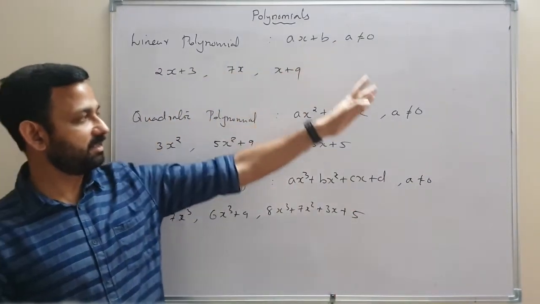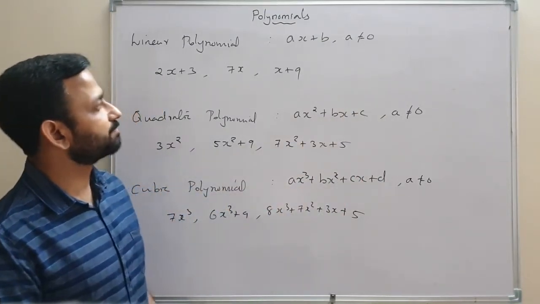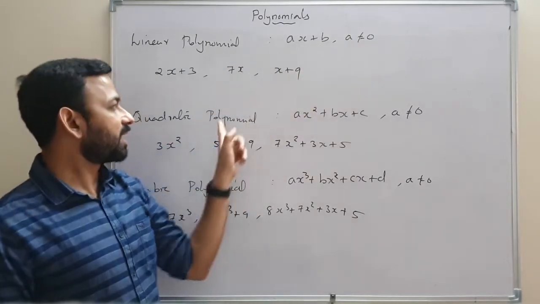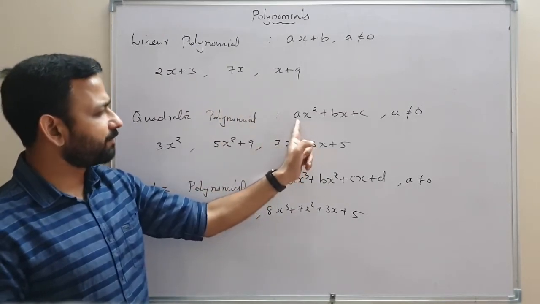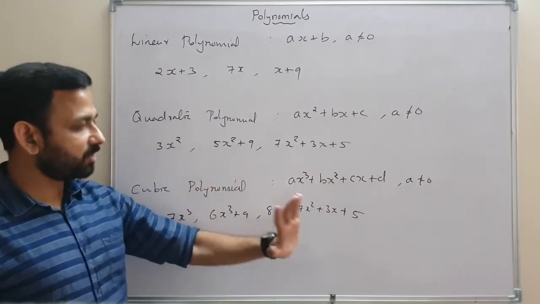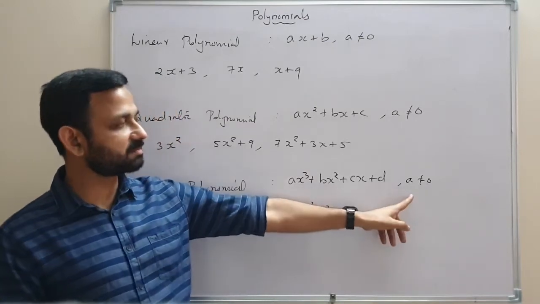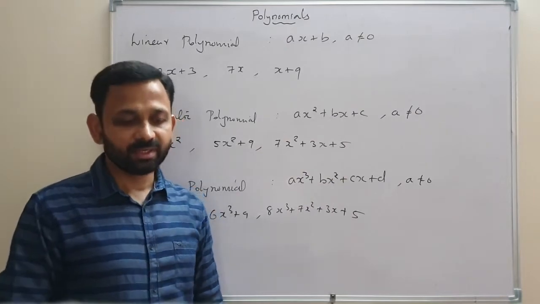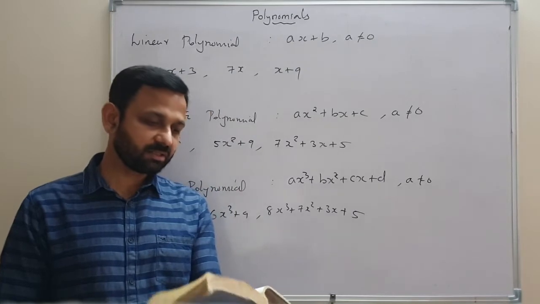So we learned three types of polynomials. First one is linear polynomial. Polynomial of degree 1, standard form ax plus b. Quadratic polynomial. Polynomial of degree 2 in one variable. Standard form ax square plus bx plus c. Cubic polynomial. Polynomial of degree 3. Standard form ax cube plus bx square plus cx plus d. So these are the three types of polynomials. Now we are going to do some questions from exercise 2.1.